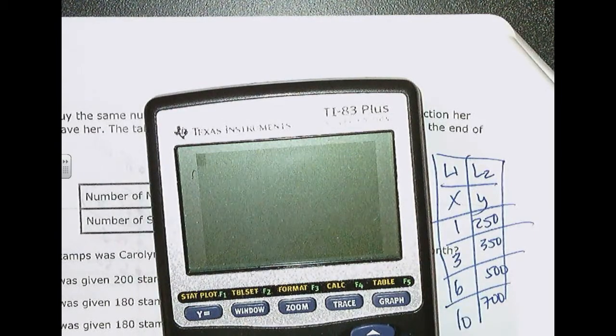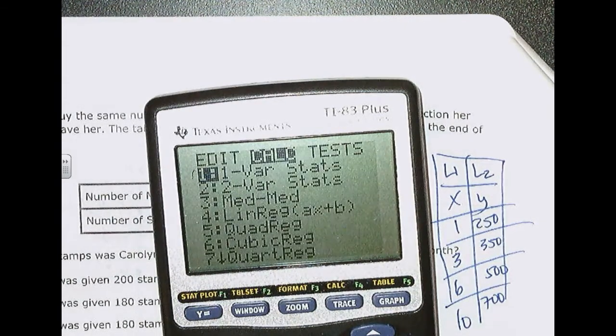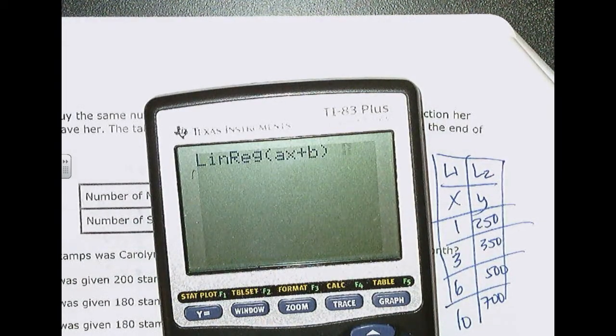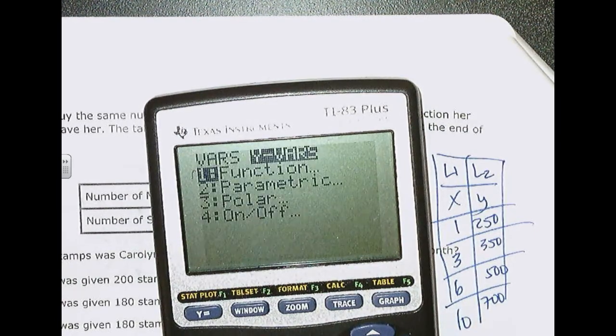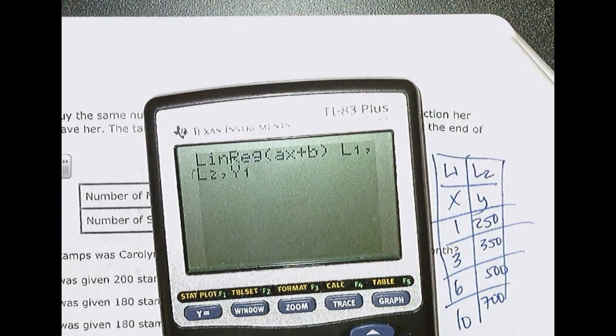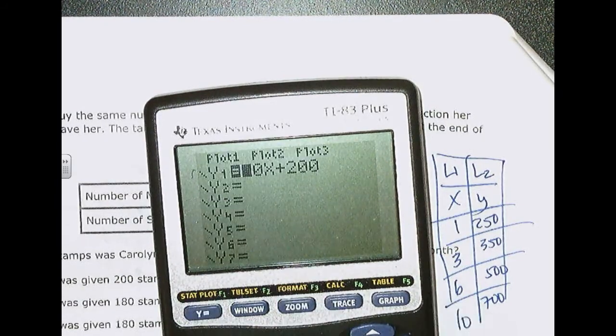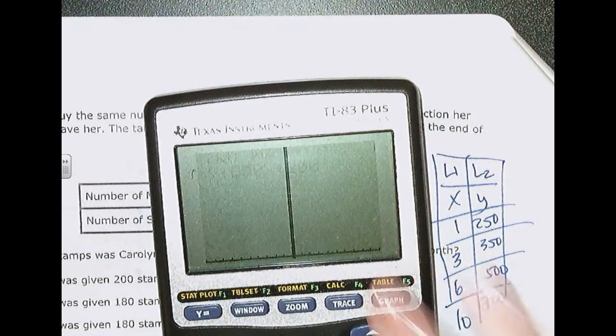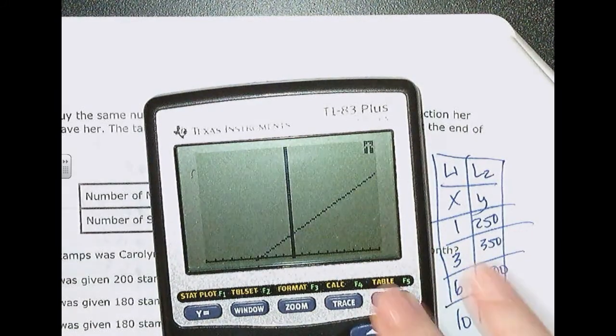So let's quit that screen. Let's do linreg. And wasn't that in stat? Yes, it was. 4. List 1 is where I put my data. And I put my data in list 2. And yes, you're right. Vars, y, function, enter. There it is. And push enter. If you go to y equals, there's your equation. Now I have the finished graph. Now I have the finished table.